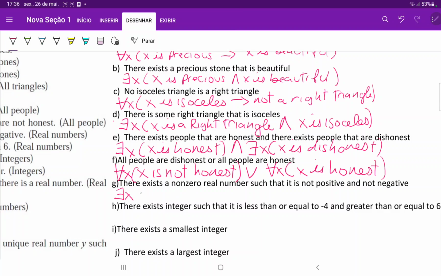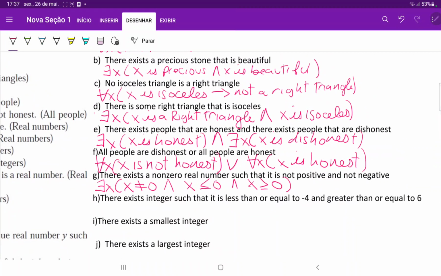Now G is existential, so we're going to say there exists a non-zero real number, right? So there exists, for G, an x non-zero real number, x is not equal to 0, such that x is not positive. So for x to be not positive, it is smaller than or equal to 0, and x is not negative, right? So x is greater than or equal to 0.